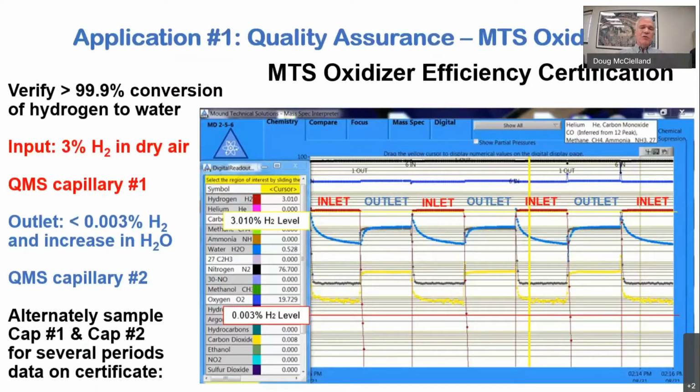But what we're seeing here is highly efficient. We're seeing not only are we converting the 99.9% of the hydrogen, which is that red line across the bottom, is the 0.1% of our 3%. Not only do we have all the hydrogen below that, but we don't even have a measurable concentration of hydrogen. So we're not able to detect it with our system. So we've got very good efficiency of oxidation, and that's one application.